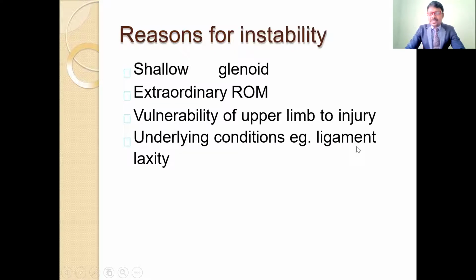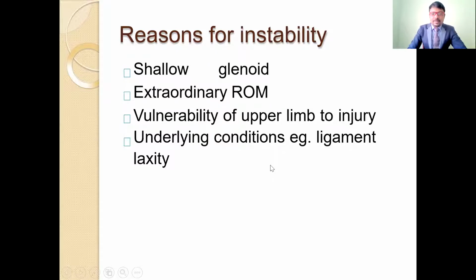What are the reasons for shoulder dislocation or instability? One is a shallow glenoid, that is, a small glenoid fossa, and also extraordinary range of motion. The shoulder joint has three degrees of freedom, giving flexion, extension, abduction, adduction, internal rotation and external rotation, including circumduction. Because of this extraordinary range of motion, it gives less stability.